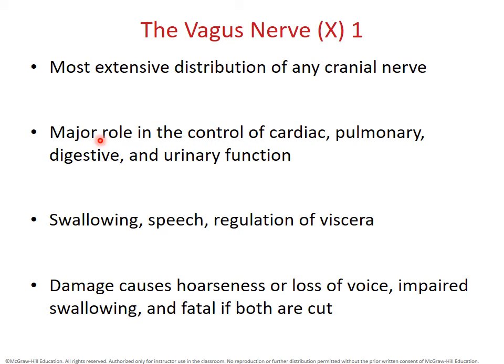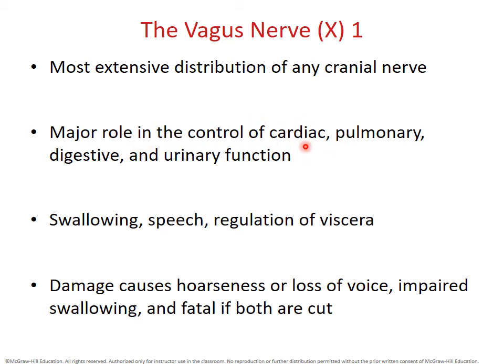It is a mixed nerve. It does perform sensory functions for most of the organs that it innervates as well. But in terms of its motor function, it is the major parasympathetic nerve of the body. 85 to 90% of the parasympathetic system is in this one nerve, the vagus nerve. And so it sends parasympathetic messages. Again, remember, parasympathetic means resting and digesting system, all over.